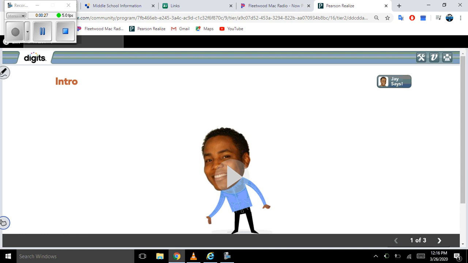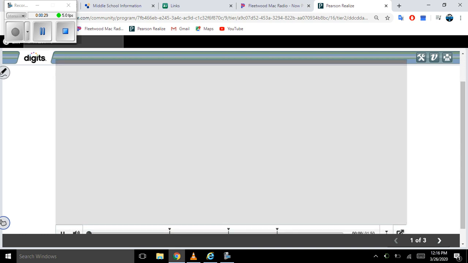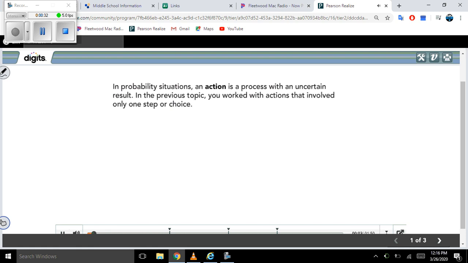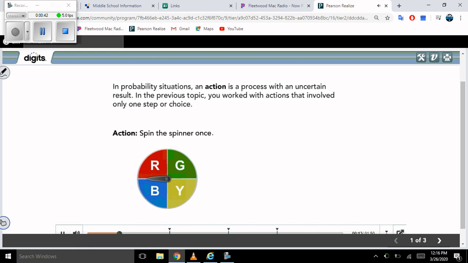Going to watch some of these video clips here, and hopefully you can hear them okay. In probability situations, an action is a process with an uncertain result. In the previous topic, you worked with actions that involved only one step or choice. For example, spin the spinner once. This is a one-step action. Multi-step actions involve more than one step or choice. For example, spin the spinner twice. This is a two-step action.